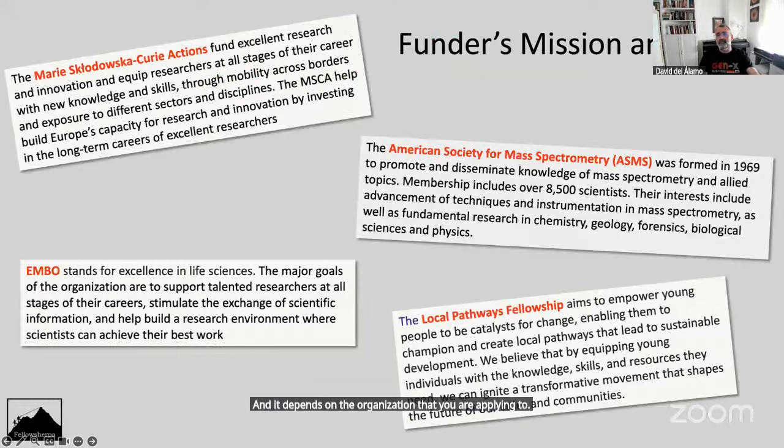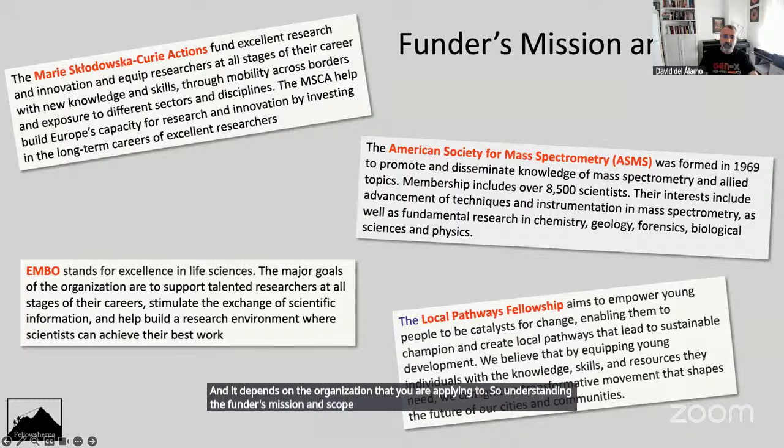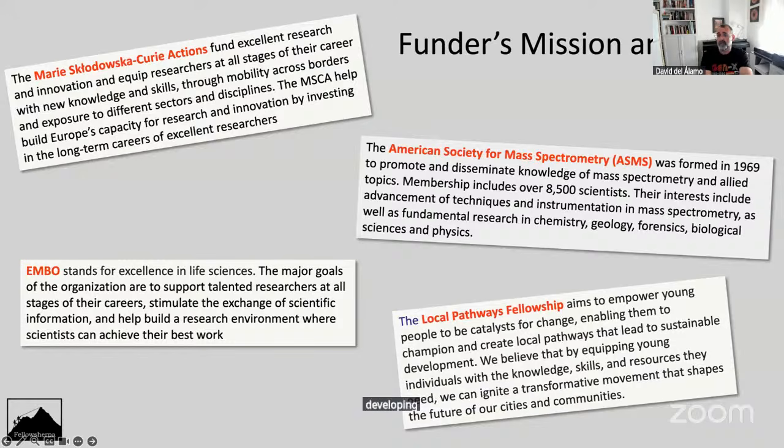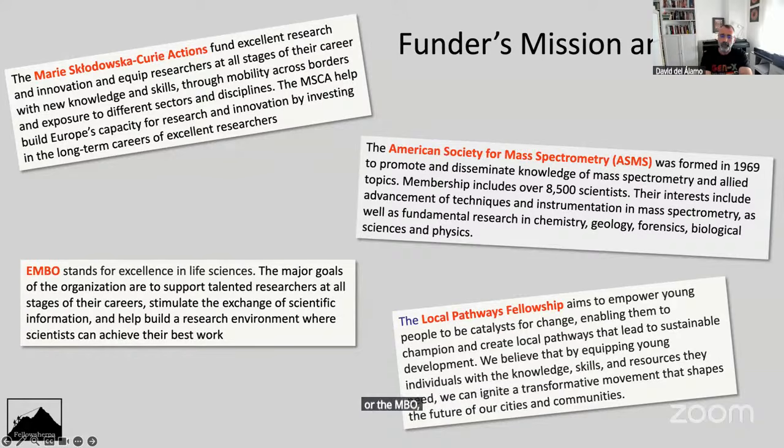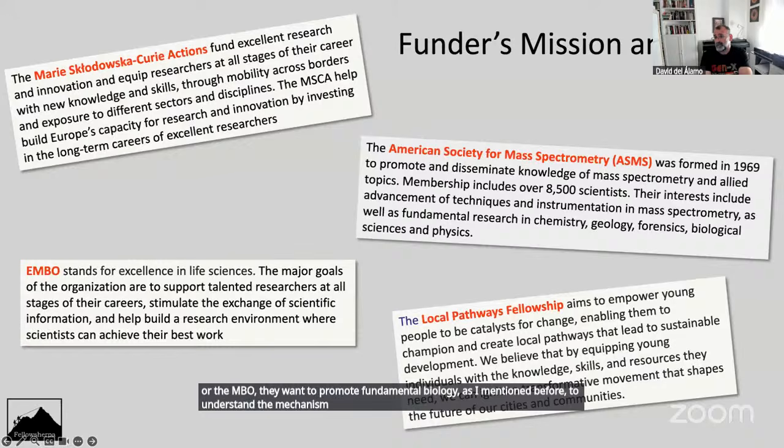So understanding the funder's mission and scope is easy. You just go to the website. These are different examples of different fields. You just go read what they propose. It's not complicated. It's just understanding that the American Society for Mass Spectrometry is interested in developing mass spectrometry. They don't care if you use it for your own research. They care if you work on mass spectrometry to make it better. Or the EMBO, they want to promote fundamental biology, as I mentioned before, to understand the mechanism behind a biological process. That's what they're interested in.